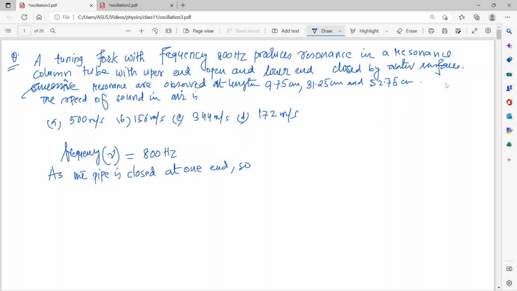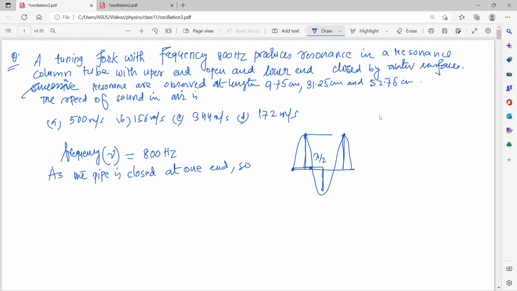Since a pipe is closed and it is given that successive resonances are observed at length this and this. Successive resonance, what does it mean? If this is a resonance, this is a resonance, right? So that means successive resonance is nothing but lambda by 2. From this point to this point is lambda by 2, and from this point to this point is also lambda by 2. So any two successive resonances will occur at lambda by 2.